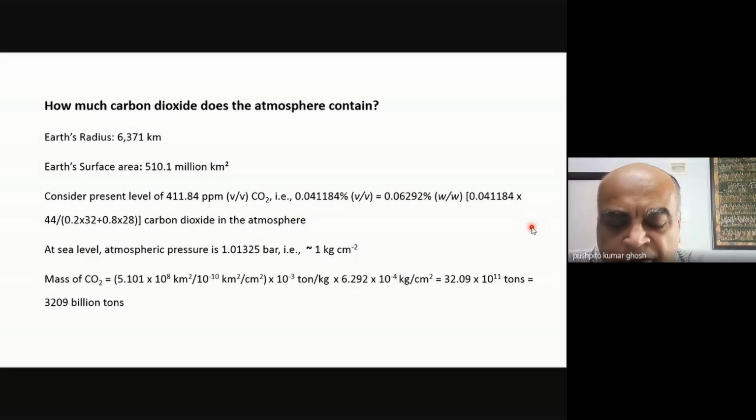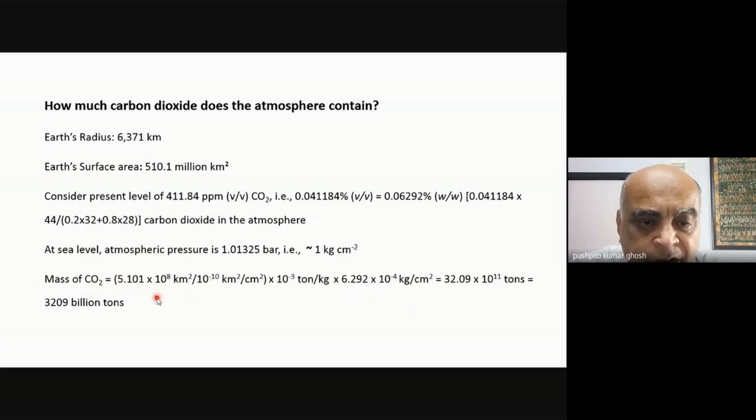0.06292. Very good. So now we know the weight percent of carbon dioxide in the atmosphere, and the total weight of the atmosphere is equal to 1 kg per centimeter squared multiplied by the area of the Earth's surface. So the mass of carbon dioxide will be this figure multiplied by that figure.